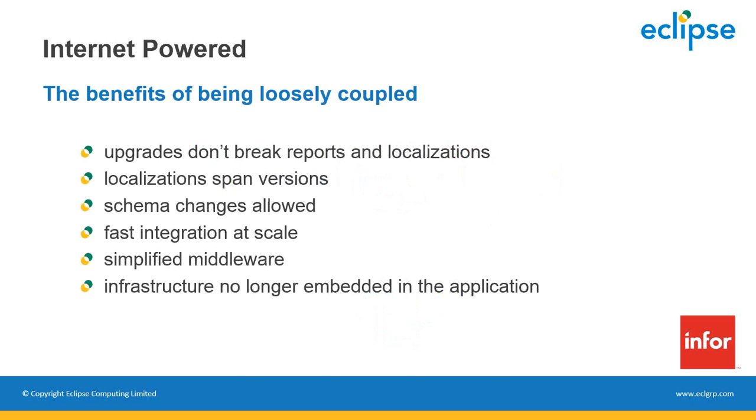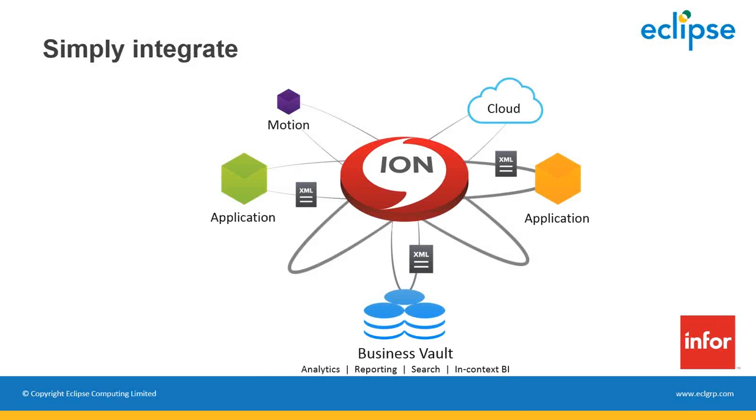Okay, so the benefits, again, just to recap, of having integration that is loosely coupled and powered by the technology of the internet. Hopefully, if we upgrade one of the connected applications, we're not going to break reports, we're not going to break any localizations, and we can integrate faster. It makes the whole middleware platform a lot easier to implement and manage, and the infrastructure for doing the integration is no longer embedded in the underlying application. It's extracted out and just sitting as an independent tool in itself. So hopefully all of this should mean that integrations become simpler with ION.